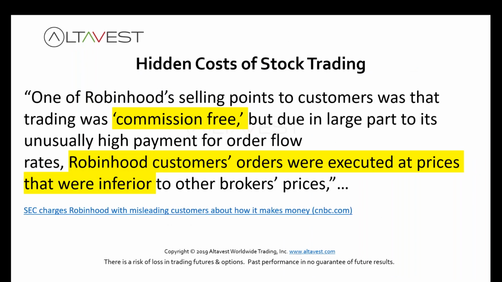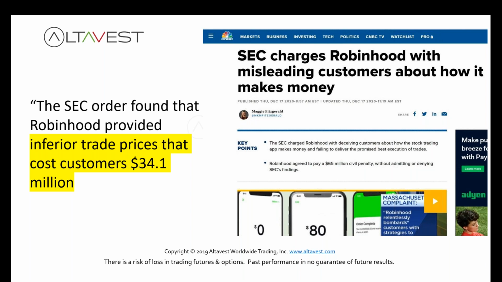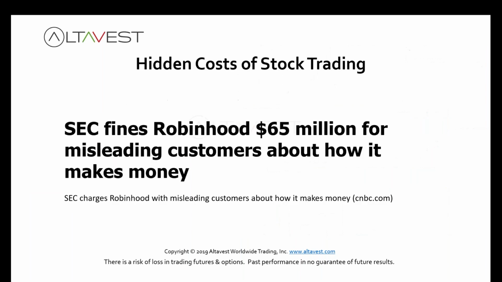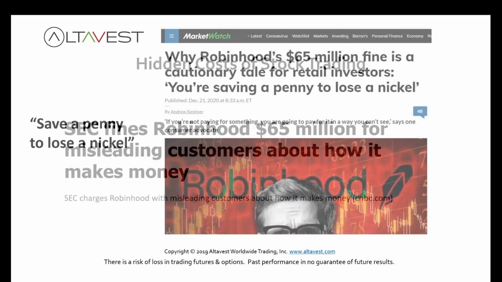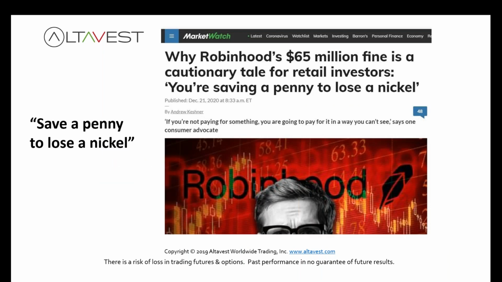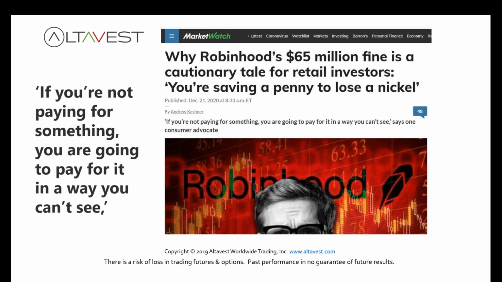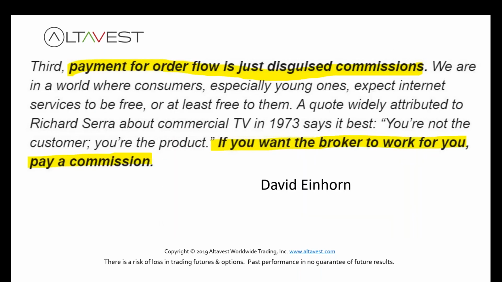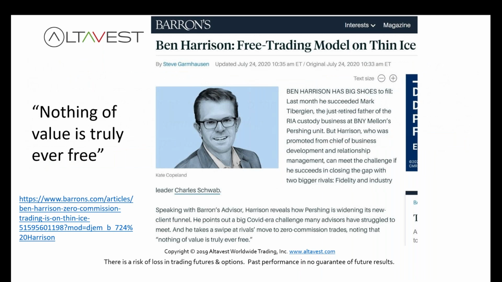It's not commission-free, folks. Robinhood customer orders were executed at prices inferior to other brokers' prices, with inferior trade prices costing customers $34 million. Robinhood was fined $65 million by the SEC for misleading customers. People are trying to save a penny, but they end up losing a nickel. If you're not paying for something, you're going to pay for it in a way you can't see. And I couldn't agree more. Payment for order flow is disguised commissions. If you want the broker to work for you, pay a commission. Nothing of value is truly ever free.